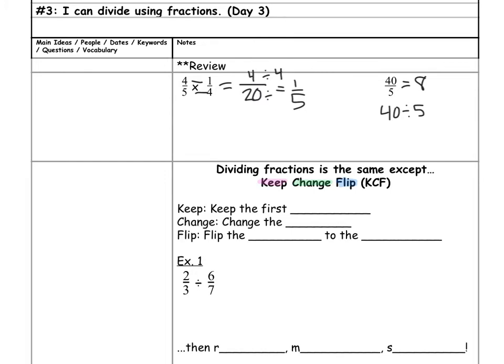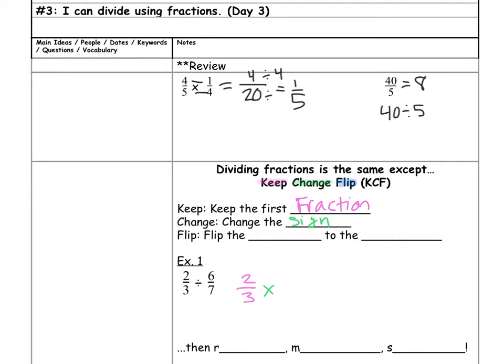So I'll show you what I mean. Down here we have an example. We have 2/3 divided by 6/7. So we're going to do our first step, which is keep. So we keep the first fraction. And I'm going to rewrite it, 2/3. And then we're going to change the sign. So instead of dividing, we're changing to multiplication. And then we get to flip.